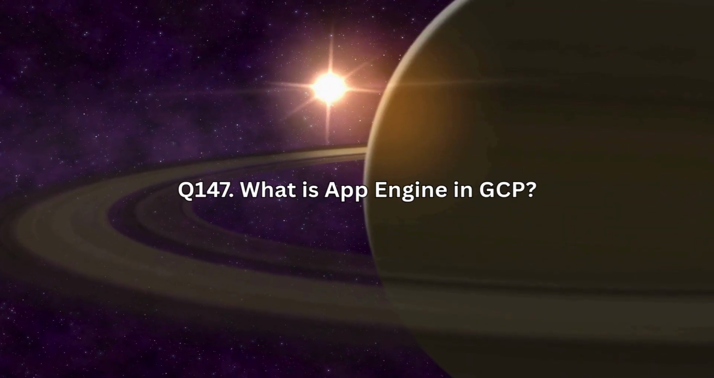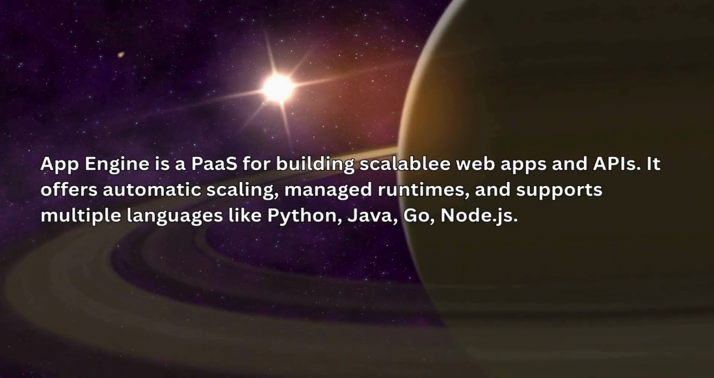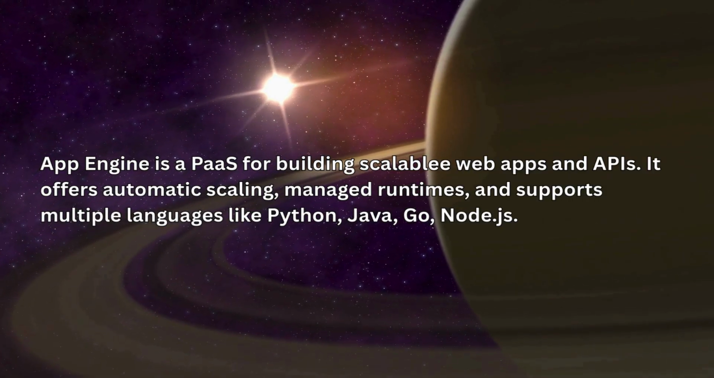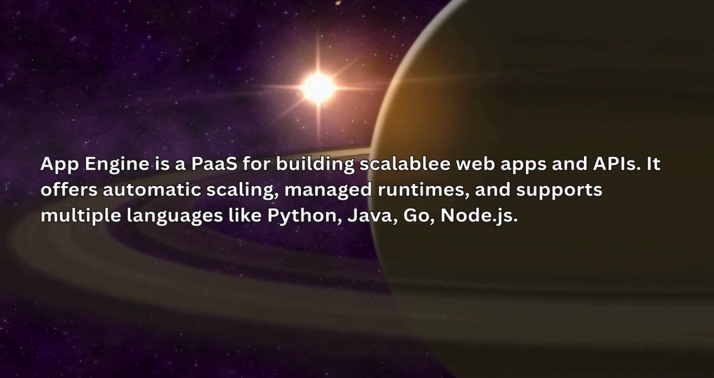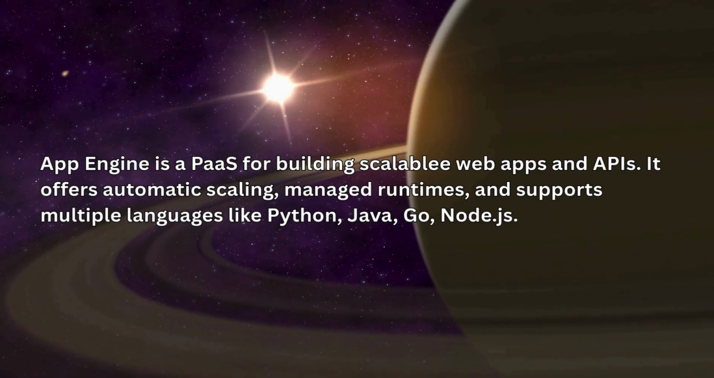What is App Engine in GCP? App Engine is a PaaS for building scalable web apps and APIs. It offers automatic scaling, managed runtimes, and supports multiple languages like Python, Java, Go, Node.js.